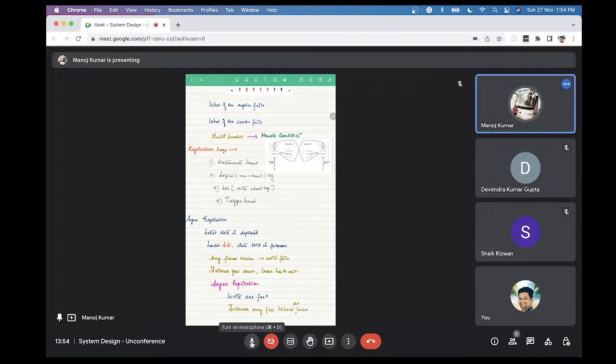Now, how do you solve that problem? I think if I go slowly, then people would be able to understand when I come to that point.